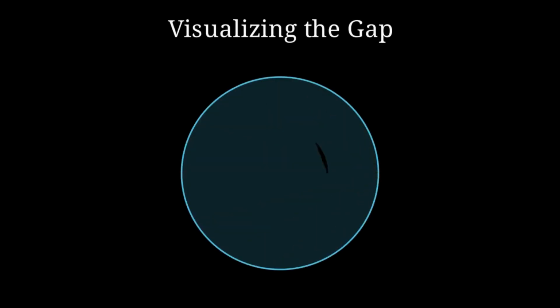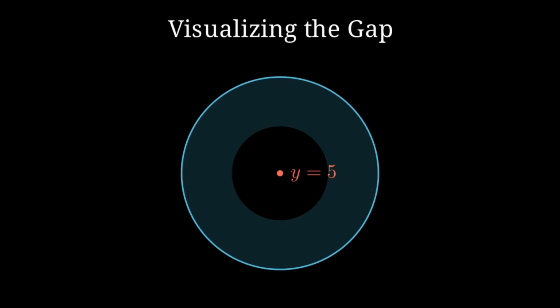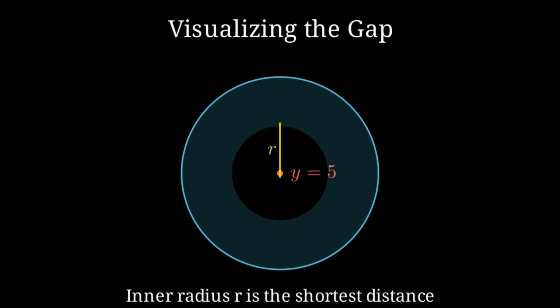In this scenario, the inner radius, small r, is the distance from the axis to the closest part of the region, and the outer radius, big R, is the distance to the furthest part. Visualizing this gap is key to ensuring you don't accidentally calculate the volume of this hole instead of the solid.